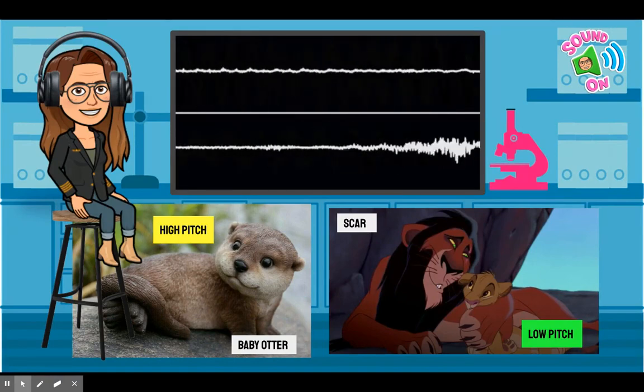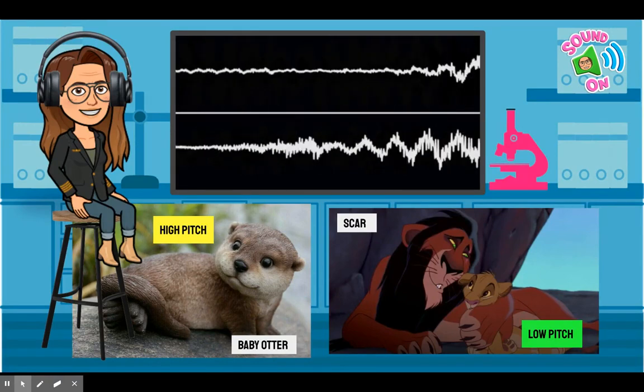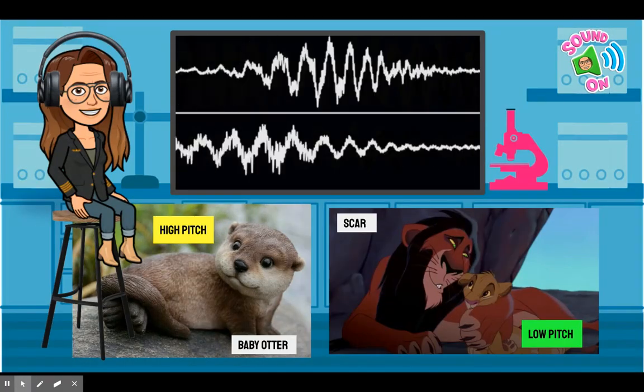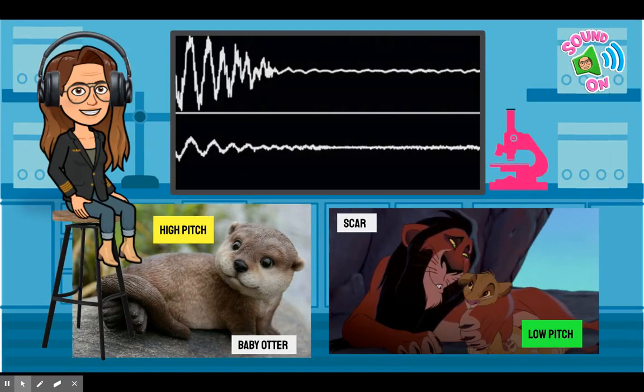Then there's really low pitched sounds, like the sound of any villain in any movie. Take a listen to Scar from Lion King.